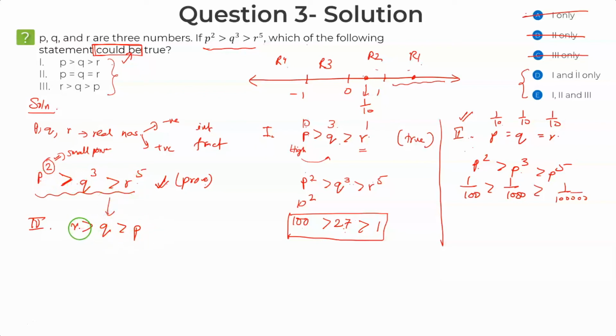Okay, R should be greater. The value of R should be greater, but when I try to find out R to the power 5, that should become less. Okay, so where can this work? Where will this work? Where you take the highest value as R, but when you find R to the power 5, it should be smaller, and when you find P square, it would be greater.